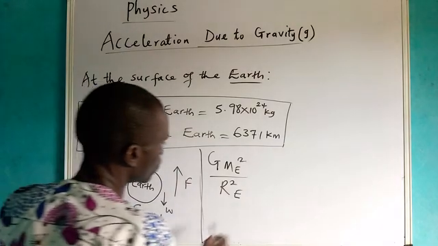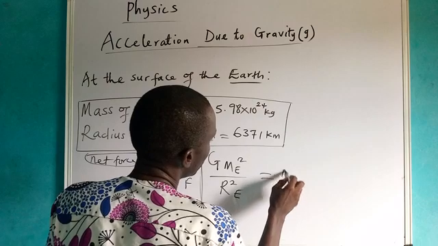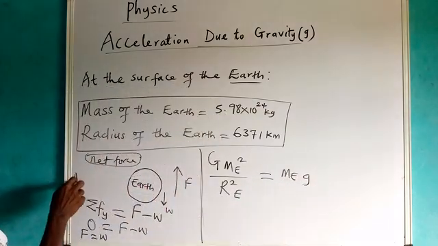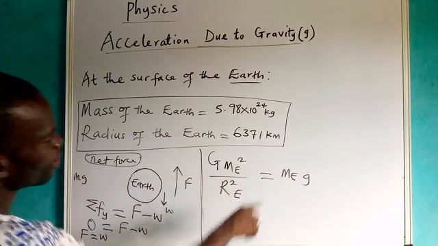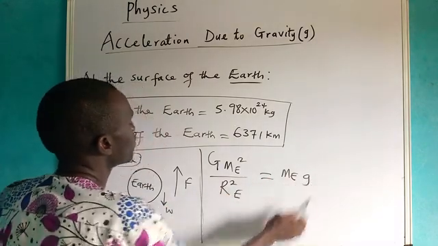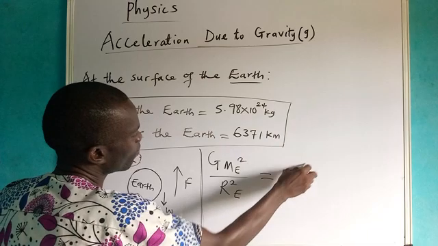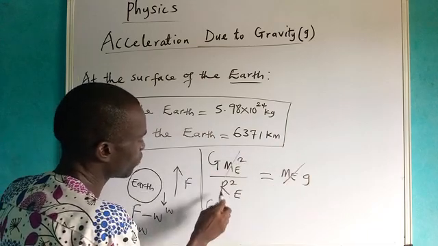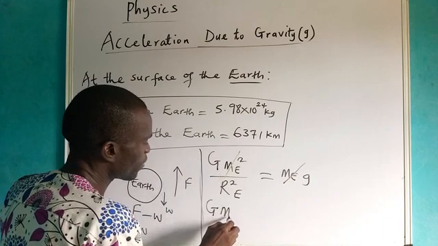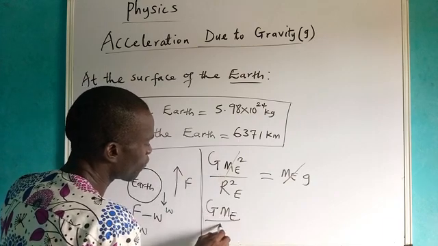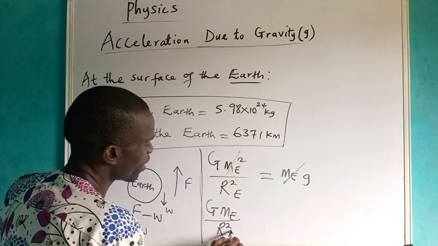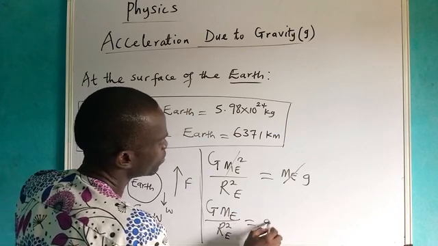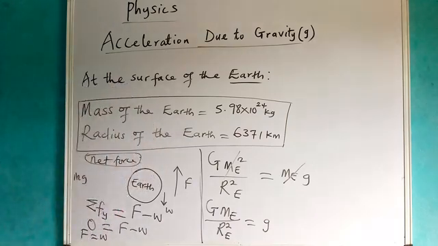Now, for the weight force, please don't forget, the weight force is mg. Since we are dealing with the Earth, it becomes Me, which is the mass of the Earth, times g. Now, therefore, this can cancel one of these. Now, what do we have there? We have our g to be Me, which is the mass of the Earth, all over the square of the radius of the Earth. This is what we now have.